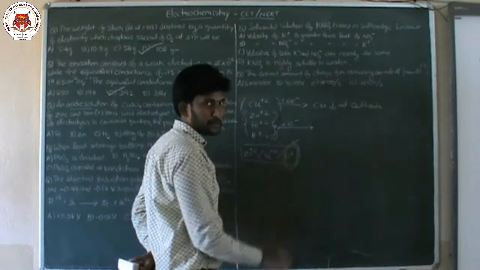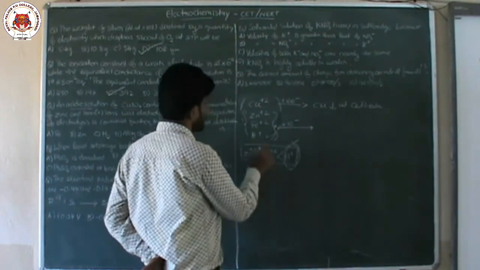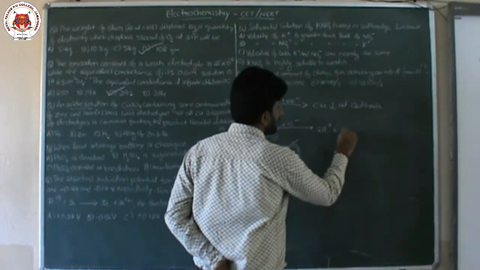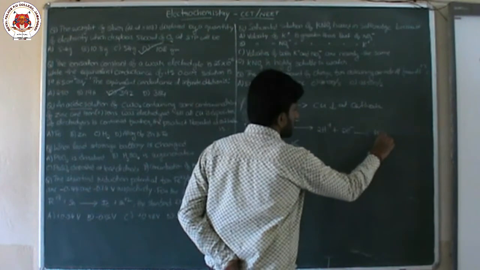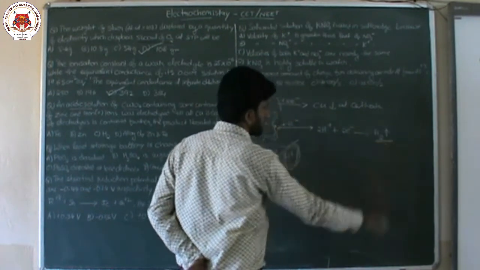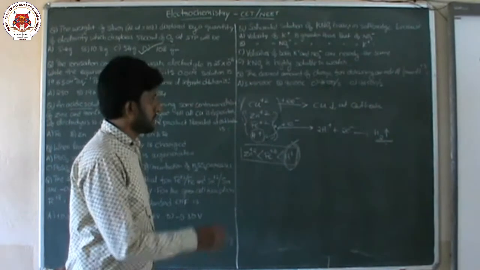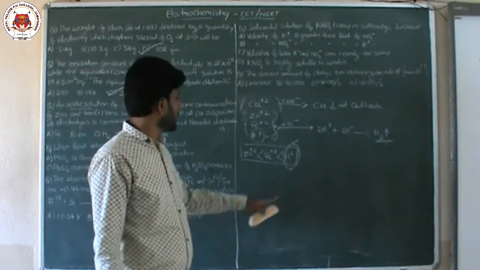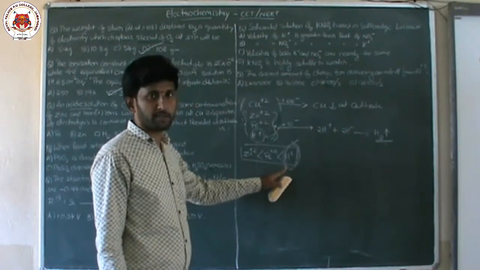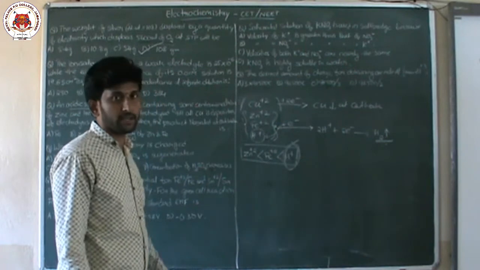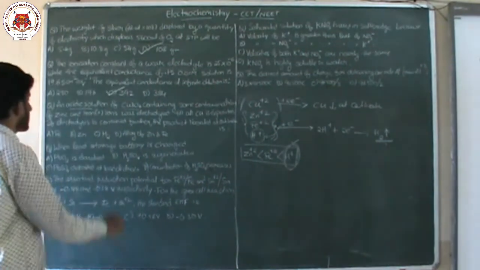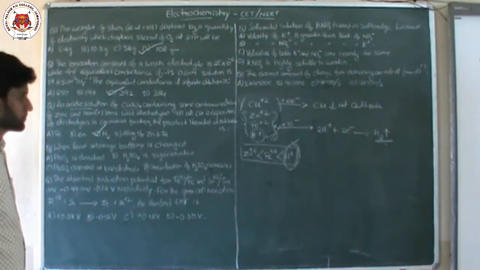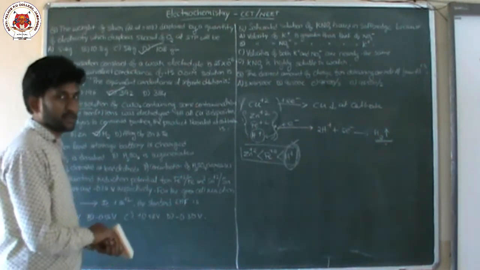The cation with higher reduction potential is reduced at cathode to give H2 gas. After the copper, the next ion to get reduced is the H plus ion, because its electrode potential is greater than the remaining ions. So the answer is H2 gas is liberated at the cathode. Okay? So that is the question.